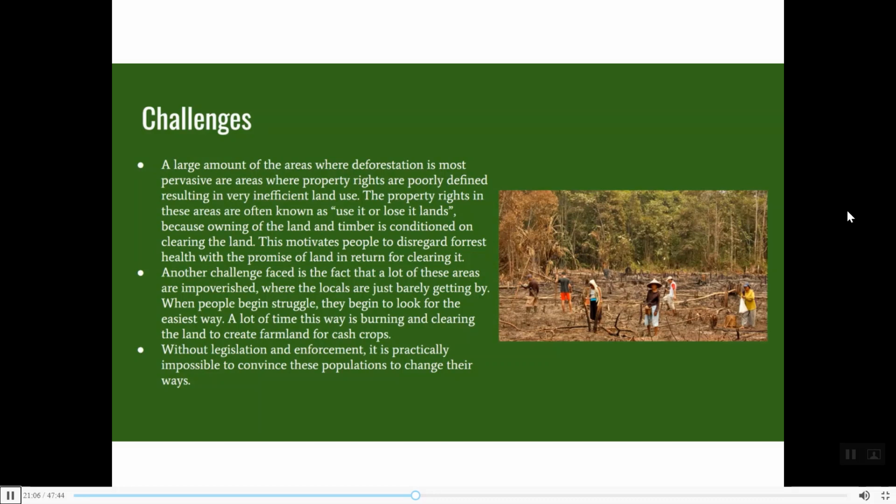Another challenge is the fact that a lot of these areas are impoverished, where the locals are just barely getting by. When people begin to struggle, they look for the easiest way, and a lot of the time this way is burning and clearing the land to create farmland for quick cash crops and livestock. Without legislation and the enforcement of that legislation, it is pretty much impossible to convince these populations to change their ways. Those are the biggest challenges we face as a world to try and help these areas that are so affected by deforestation.